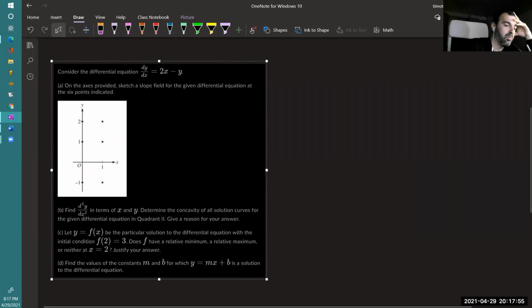So here it is. Consider the following differential equation, okay? And there it is. It's dy over dx equals 2x minus y, all right?